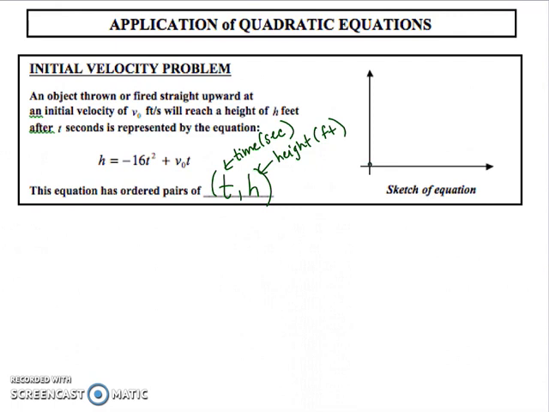So we've got this object that's either being thrown or launched upward. It's going to make a parabolic shape, because initially it's going to go up, then reach its maximum height and come back down. So it's going to make a shape like a parabola.